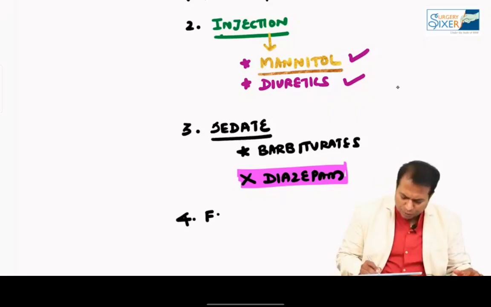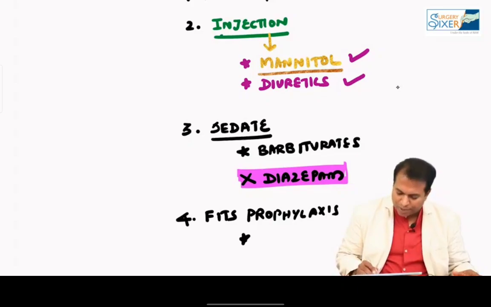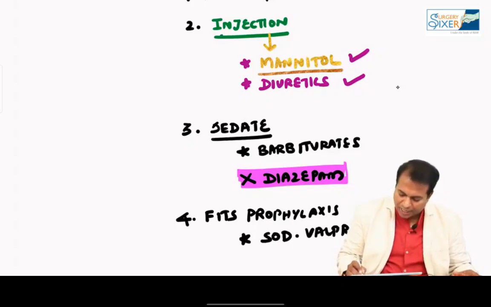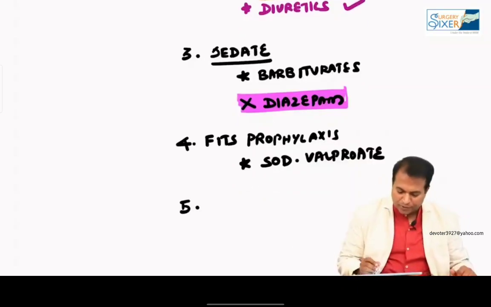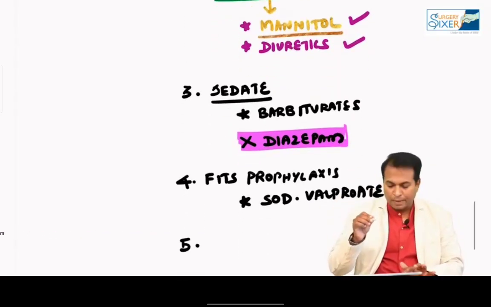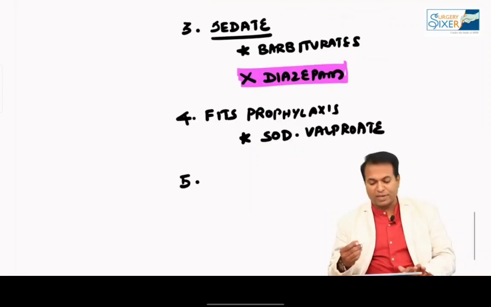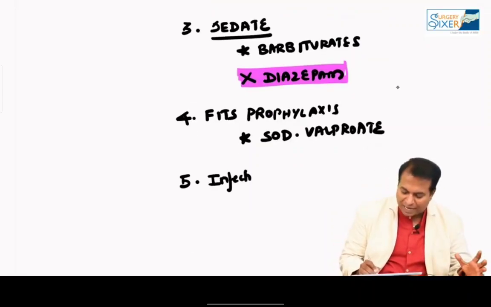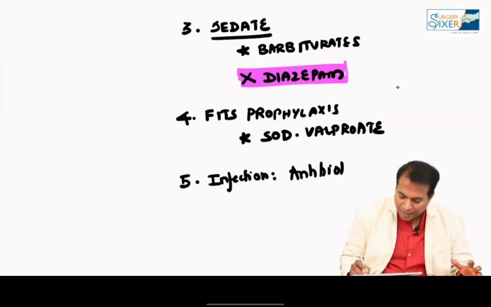And we can give fit prophylaxis. Fit prophylaxis can be given with sodium valproate. We can give fit prophylaxis for head injury patients. That is also accepted. So to reduce the intracranial pressure we are giving mannitol, to sedate them we give barbiturates, and to prevent fits we give sodium valproate. And to prevent infection, if there is an open skull fracture, we should give prophylactic antibiotics also.